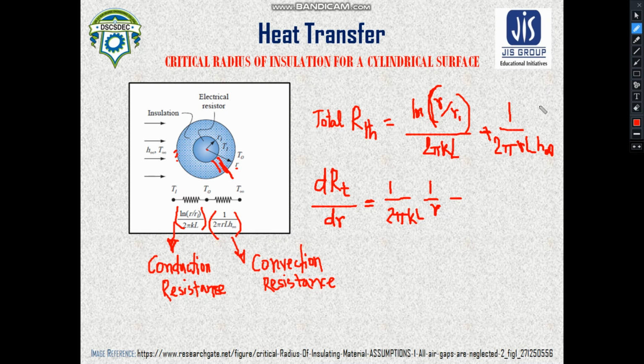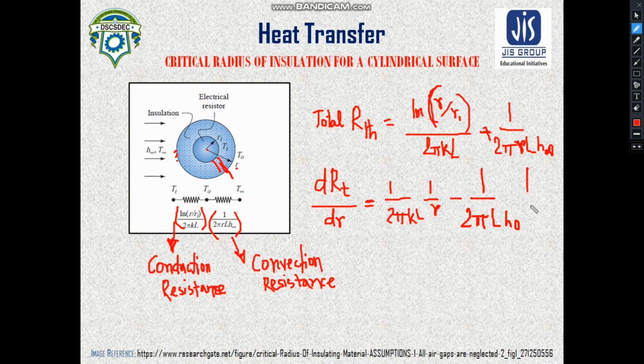And if we do the derivation, I'm sorry if this is not clearly visible. I think it is 2 pi r L h infinite. h infinite represents the convective heat transfer coefficient at the outside surface. So after doing the differentiation of this function, we will find it will become 1 by 2 pi L h o.